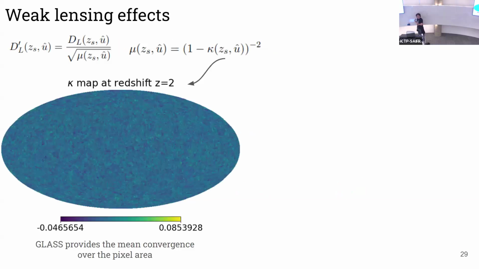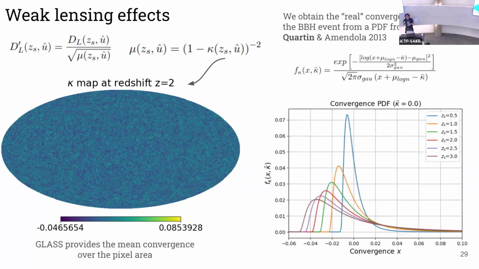And GLASS gives us the convergence field, which is nice. But just as a caveat, what GLASS gives us is the mean over the pixel. So we want to obtain the real convergence that the BBH suffers going from the source up to us. So what we do is draw the real convergence from a PDF given by Miguel Partin, who is also working on this project. This convergence PDF depends on the redshift and on the cosmological parameters that we give. So this is really nice.